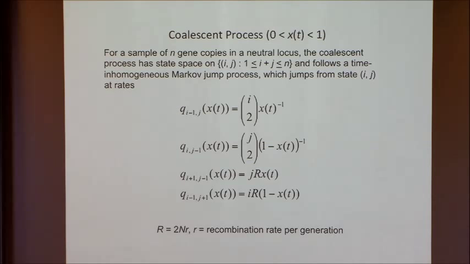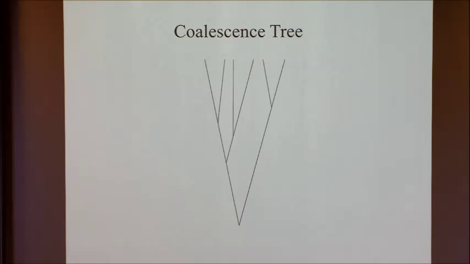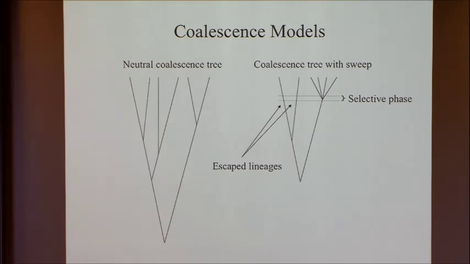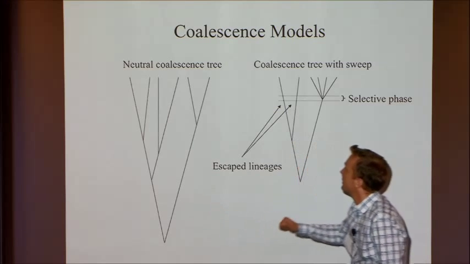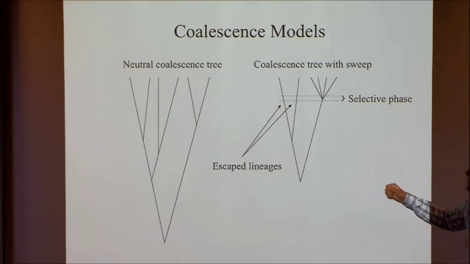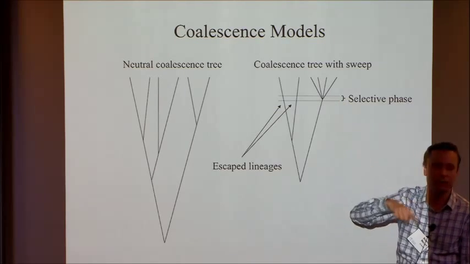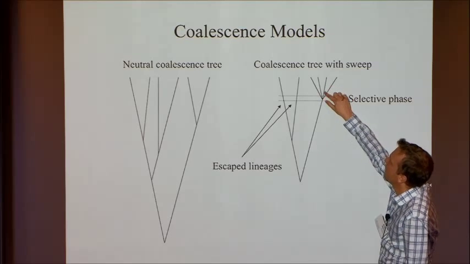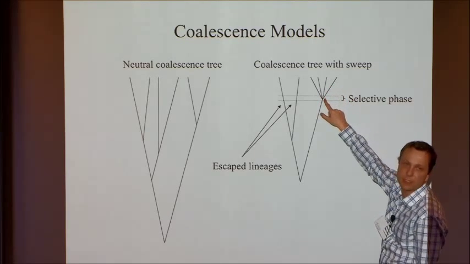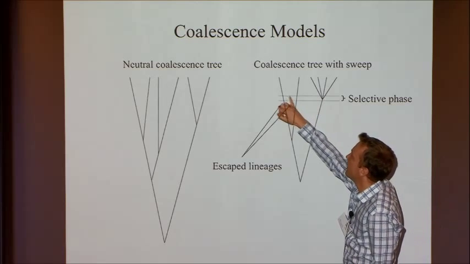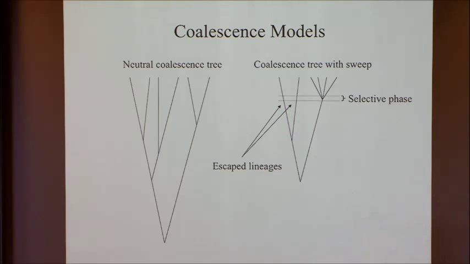All right. So coalescence trees, how will they look? Well, if this is a normal neutral coalescence tree that looks like that, on a selective sweep, what this type of model would predict is something like this. You'll have a short selective phase as an advantageous allele increases in frequency. Many of the lineages are forced to coalesce during that time period, but then by recombination, some can escape. So you'll get coalescence trees that may look something like this.